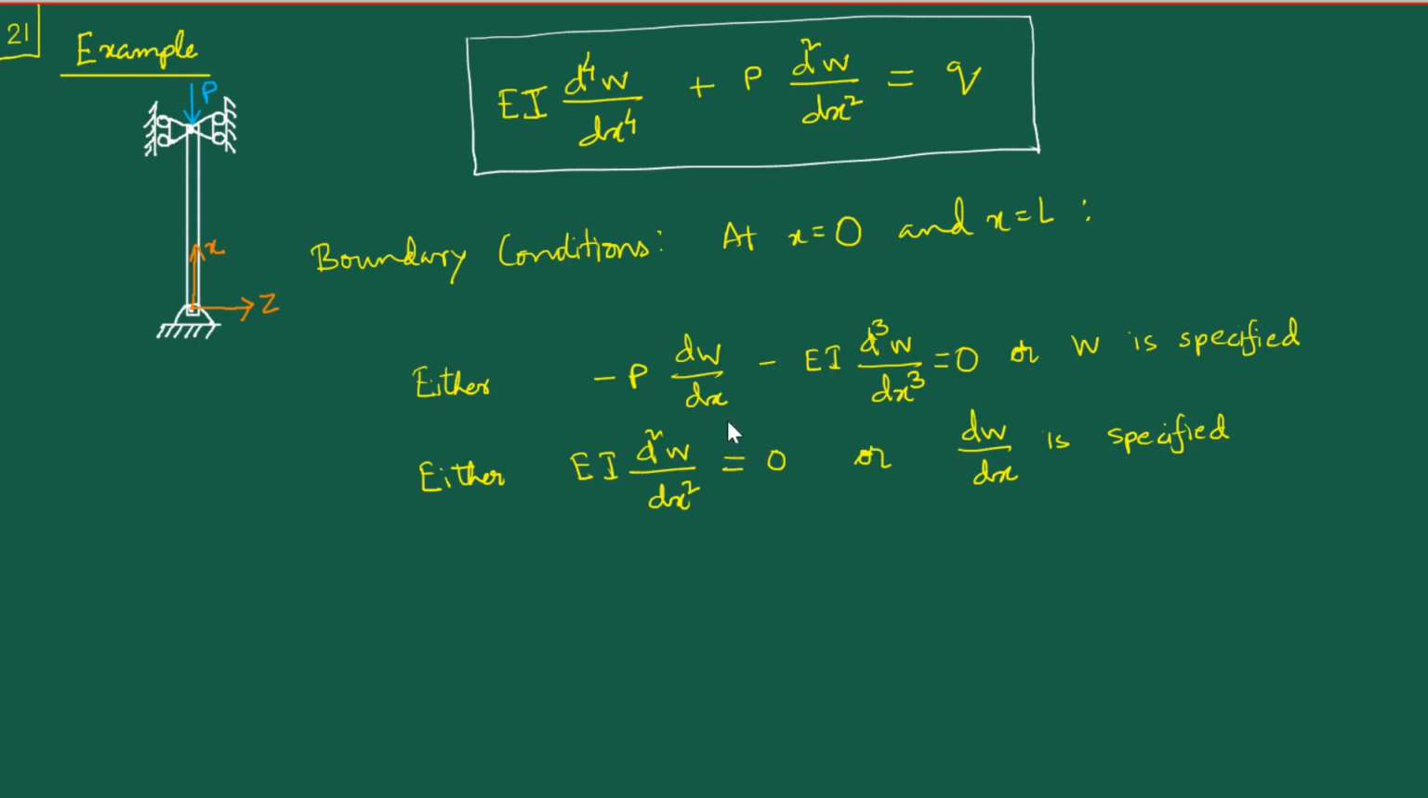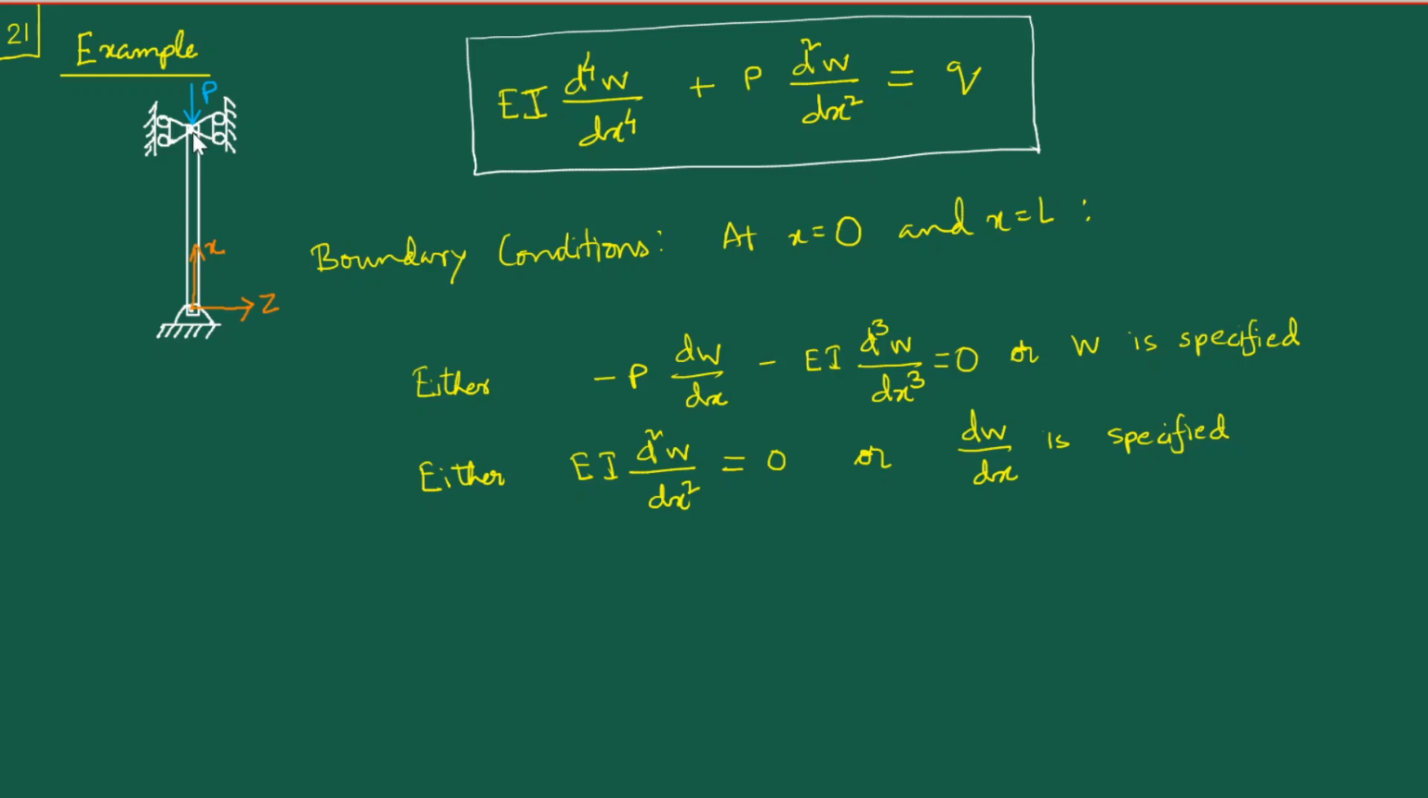So you first of all note that at x equal to 0, what is specified, if at all anything? At x equal to 0, we know for a fact that this W is very much specified, because it is constrained against moving in the z direction. So W is equal to 0.